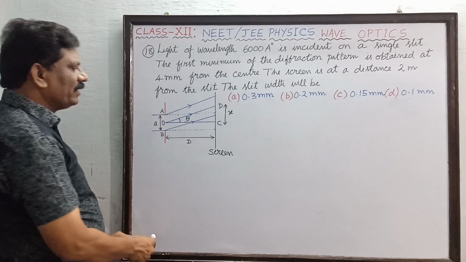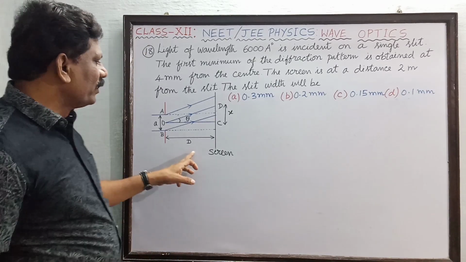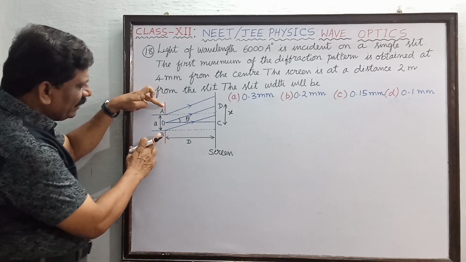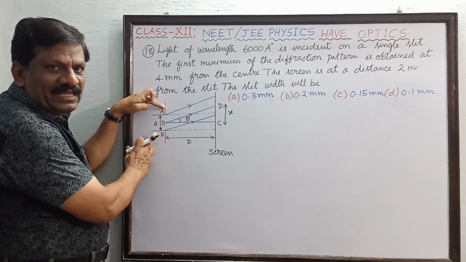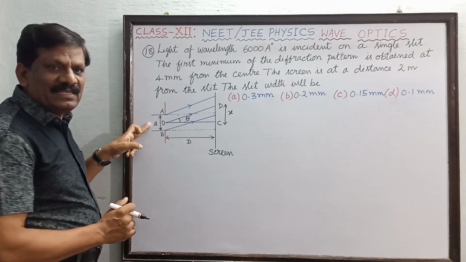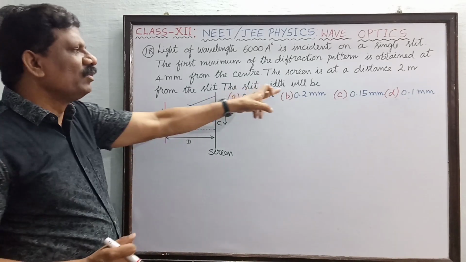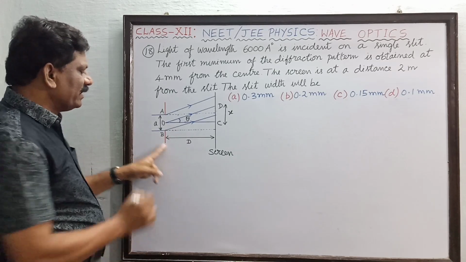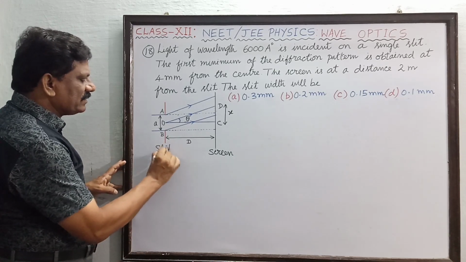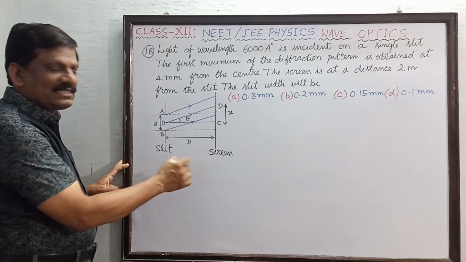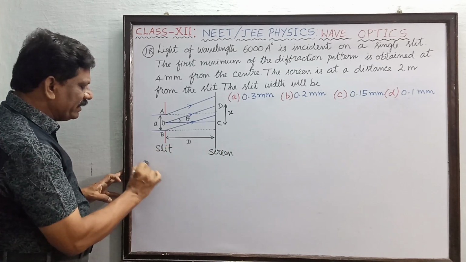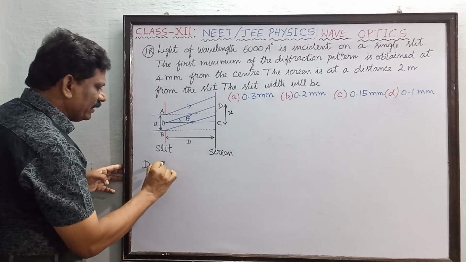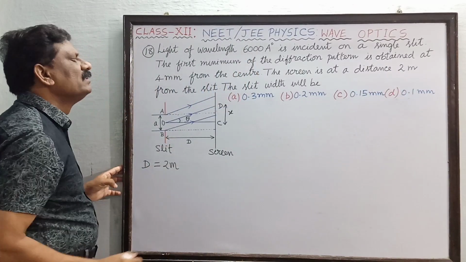Now we will write what are all the given quantities. First you can look at the schematic diagram required for that. So AB is a small opening which is called the slit and its width is a. So that only we have to determine the value of a. Capital D is the distance of the slit up to the screen. It is given as 2 meter. So capital D is equal to 2 meter.